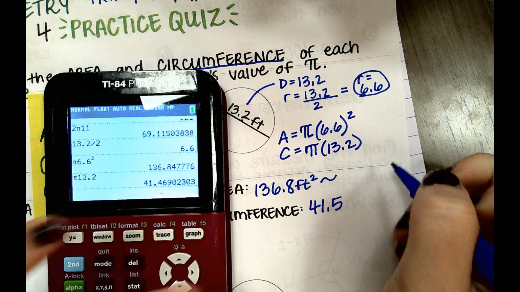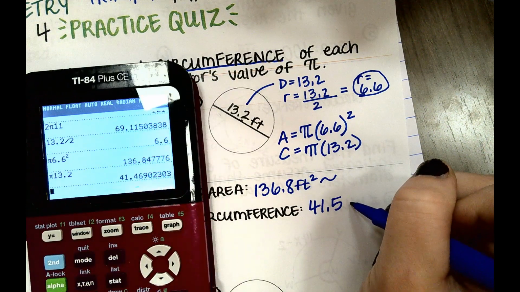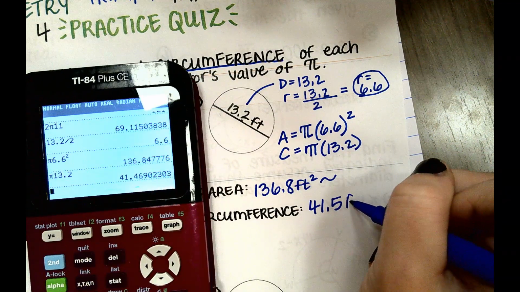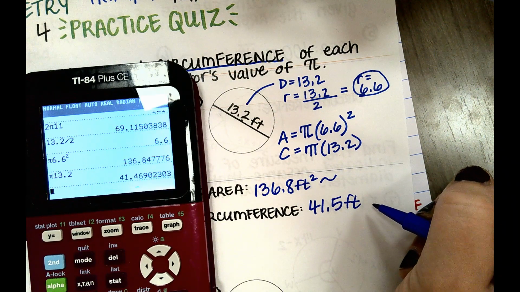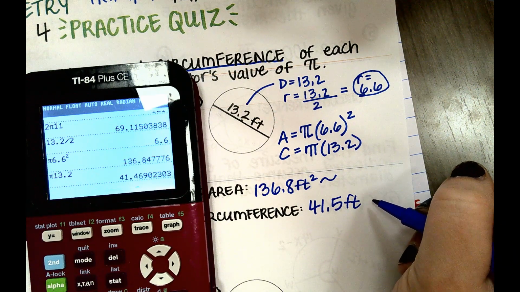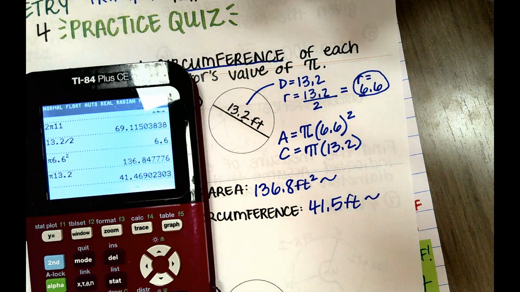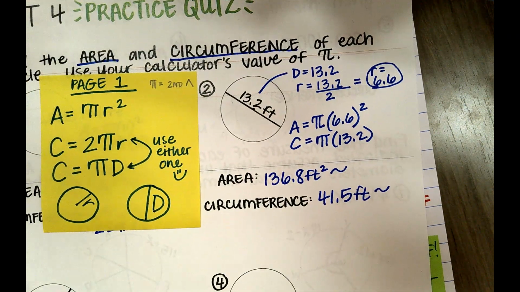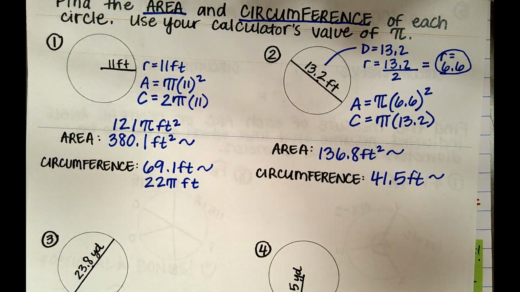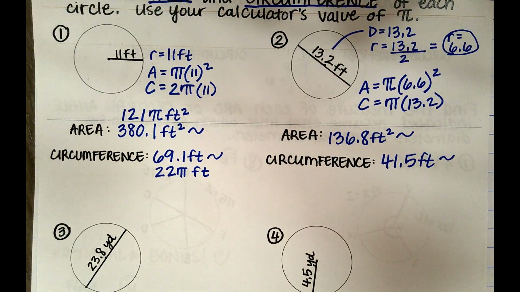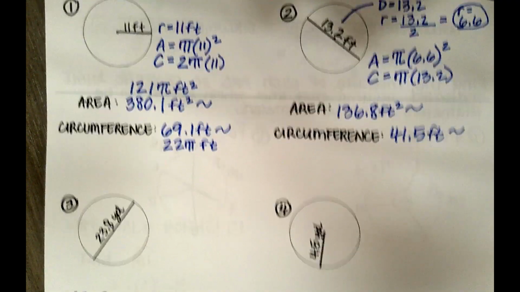And my units would be feet. And it's approximate, so tilde. Gotta have that little tilde at the end. Okay, so that is number 1 and 2. 3 and 4 are the exact same, but different numbers, of course.